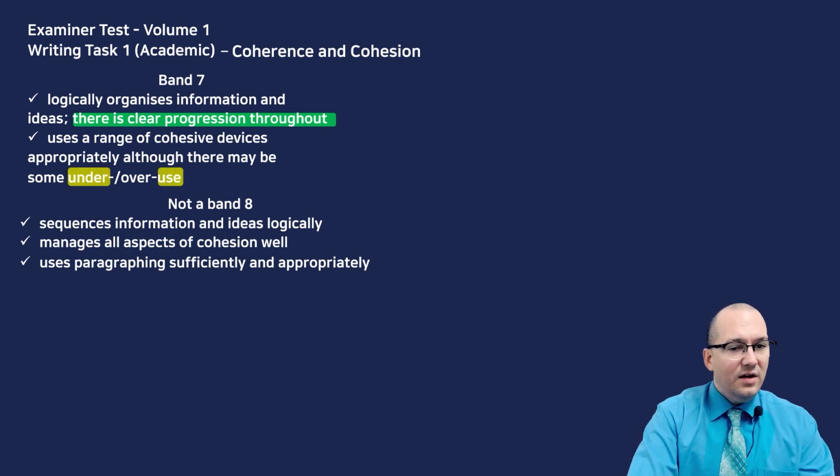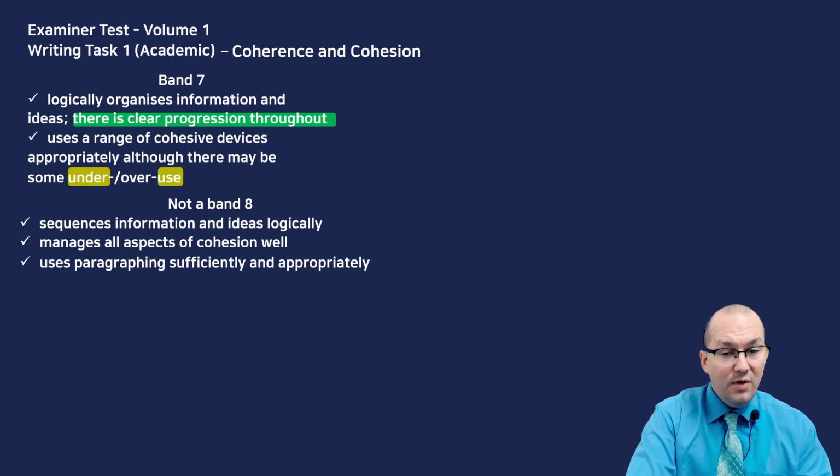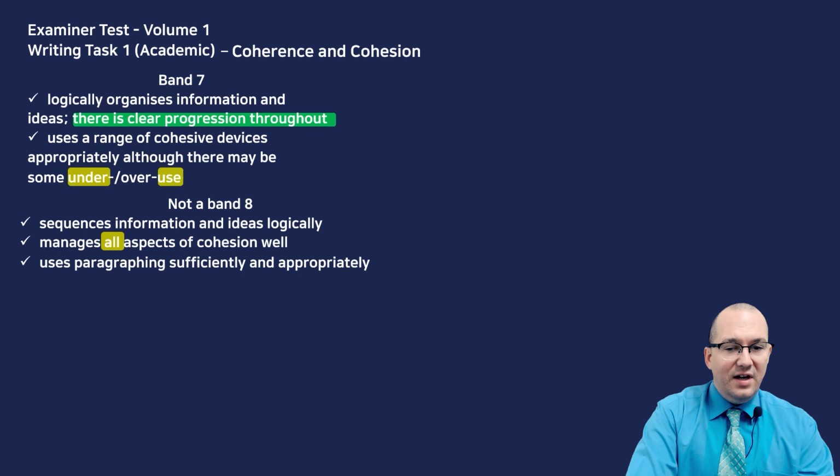Okay, now this again uses a range of cohesive devices appropriately, although there may be some underuse, and that's where I put in the yellow, just to make it a little clearer. Like for example, so that's why it would be a band 7, not a band 8. Because manages all aspects of cohesion well, okay? So there were some times when I thought, they could use a bit better of a range, so that's why it couldn't be a band 8.